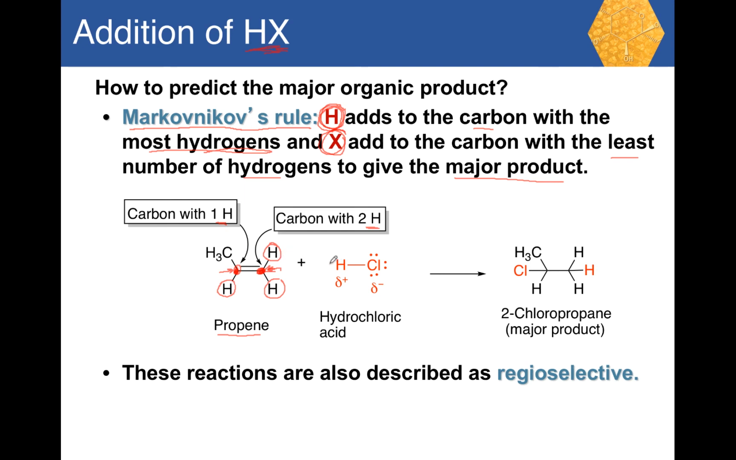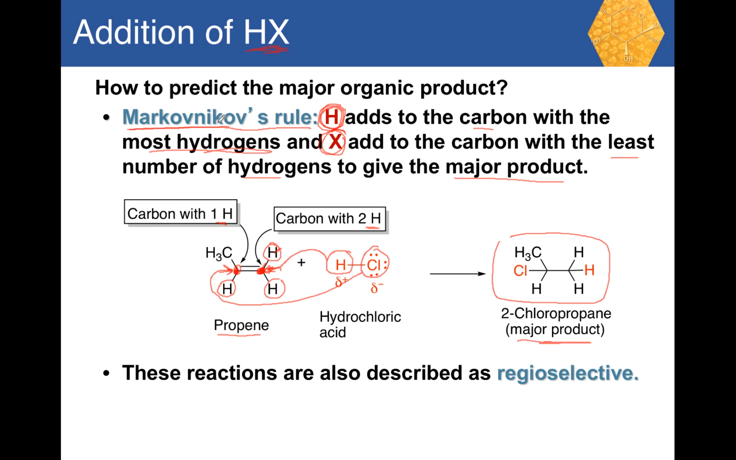So let's analyze that using this reaction. Here is the H. It will add to this carbon because it has the most hydrogens, two hydrogens, and this chlorine will add to this carbon because it is the carbon that has the least hydrogen, one hydrogen, to give the product over here, which is the major organic product as defined by Markovnikov. You'll see that name quite a bit, Markovnikov's Rule.